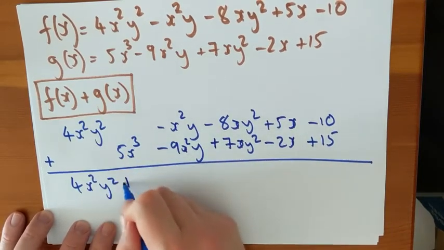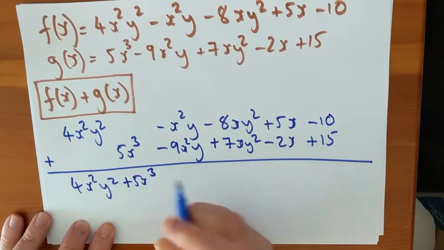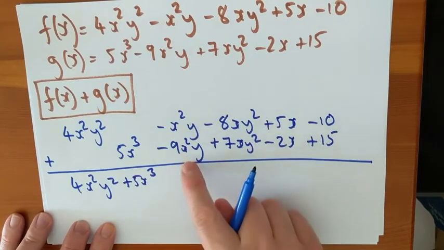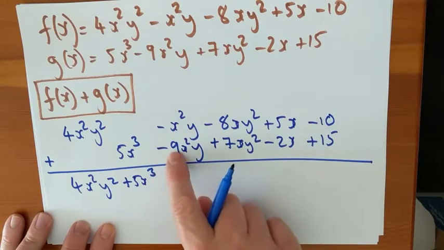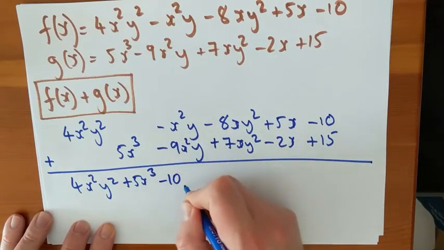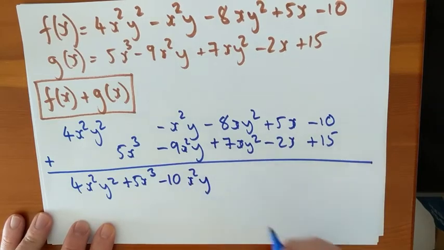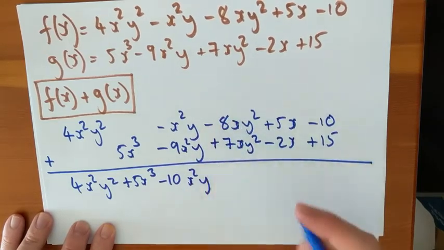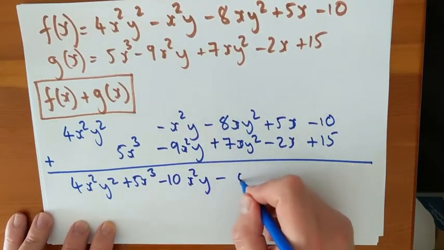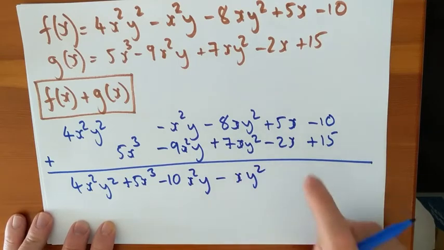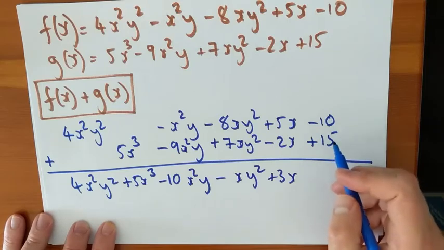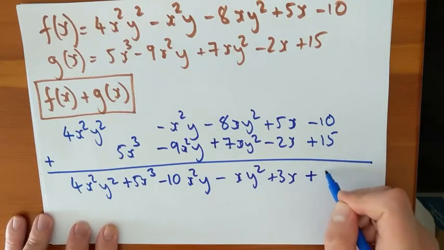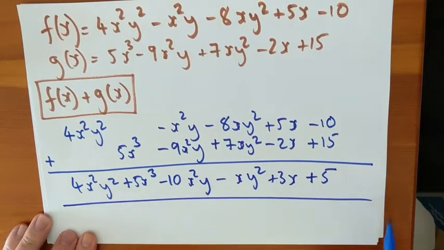There's nothing to add together to that, so that's just 5x cubed. This one and this one together would make it minus one of these plus minus 9 of these, which would give me 10. Then those two together, minus 8 plus 7 is going to give me minus 1. Those two together just give me plus 3x, and then minus 10 plus 15 gives me a plus 5. So the answer on the other end is massive.